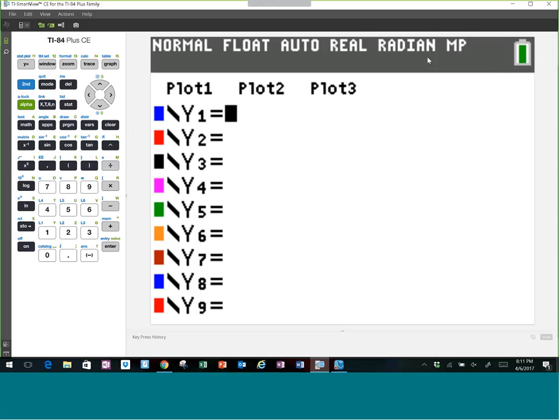I can't think of any instances where students needed to be in degree mode for anything whatsoever on the AP Calculus exam. Steve or Vicki can correct me if their memory serves them differently, but I think radian mode is just the given for using trigonometric functions.